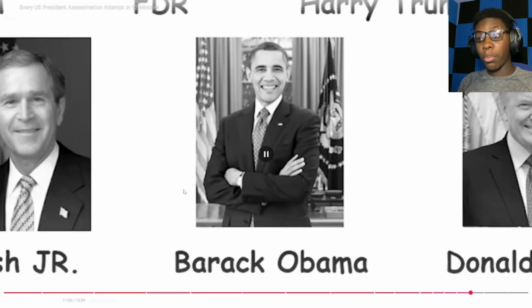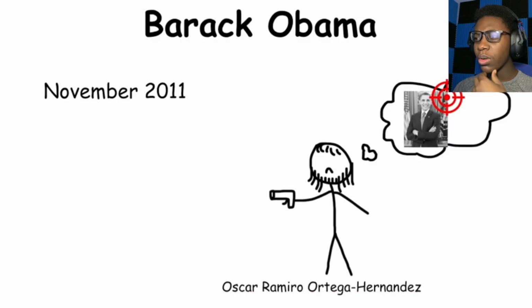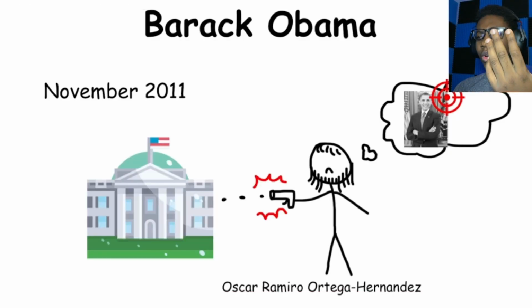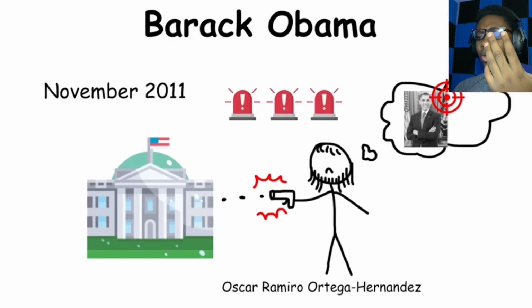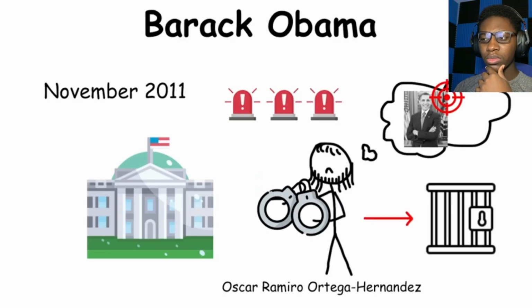Barack Obama. In November 2011, 21-year-old Oscar Ramiro Ortega Hernandez attempted to assassinate President Barack Obama by firing shots at the White House from a nearby location. Believing he was targeting the president, Ortega's actions raised significant security alarms. He was apprehended shortly after the incident and later sentenced to prison.